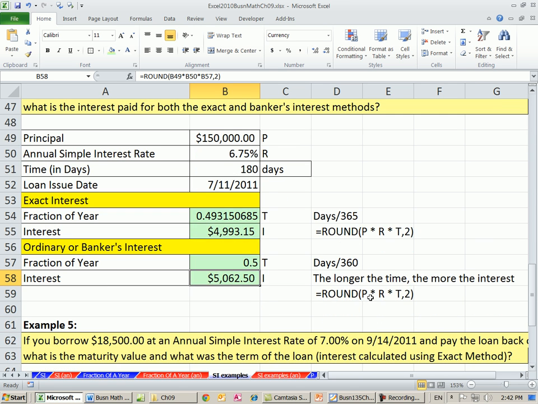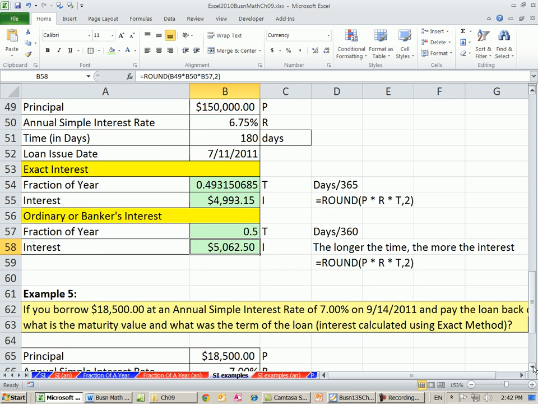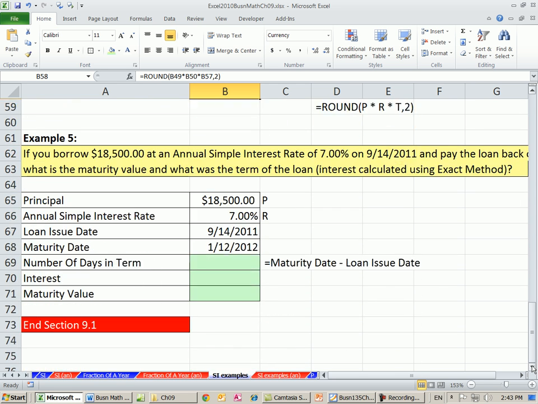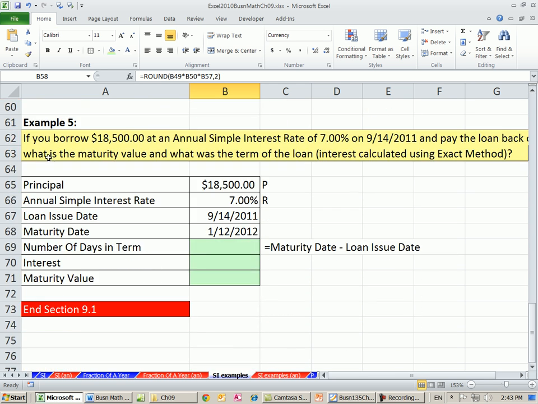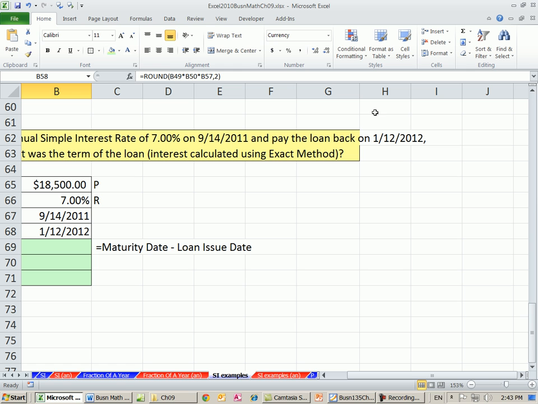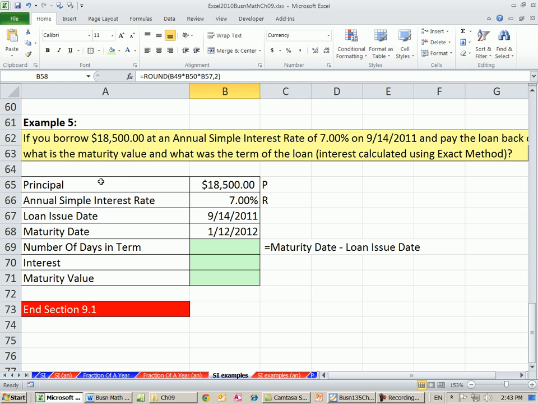All right, the longer the time, the more the interest, right? That's another way to think about that. All right, our last example in this video. If you borrow $18,500 at an annual simple interest rate of 7% on 9/14, so that's the issue date, and pay back the loan on 1/12/2012, that's the due date, what is the maturity value and what is the term of the loan? Interest calculated using exact method.